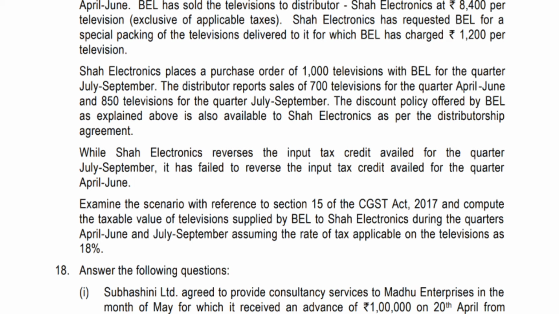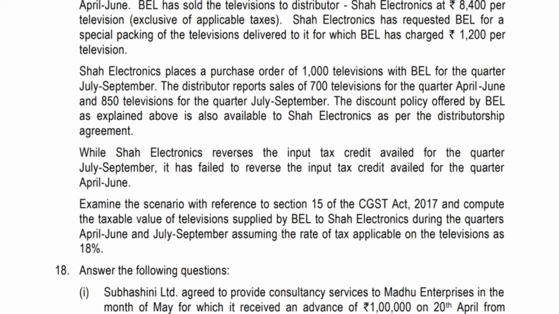Now Sa Electronics places another order of 1000 televisions with BEL for the quarter of July to September. The distributor reports 700 televisions sold for the quarter April to June and 850 televisions for the quarter July to September. The discount policy offered by BEL as explained above is also available to Sa Electronics as per the distribution agreement.